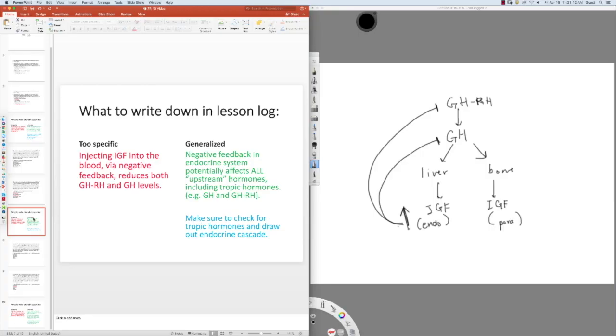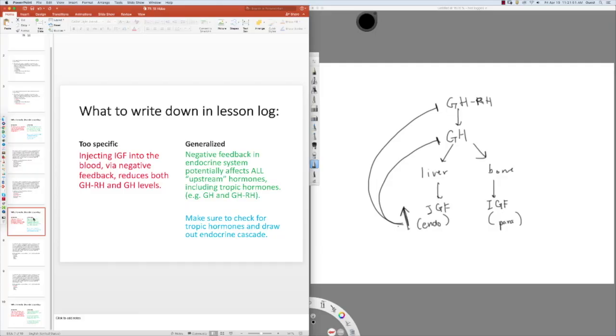But let's see what I would write down if I were the one trying to take away the lesson from this. I have in green the concept, which is that negative feedback in the endocrine system potentially affects all upstream hormones, including tropic hormones, GH and GHRH, right? Even though GHRH is never explicitly mentioned, its only effect is really to start GH production, and GH is really the one that's important in all this growth control. But because GHRH is a tropic hormone for GH, and because the hypothalamus, which produces the GHRH, can sense the high IGF, it also participates in negative feedback loops.